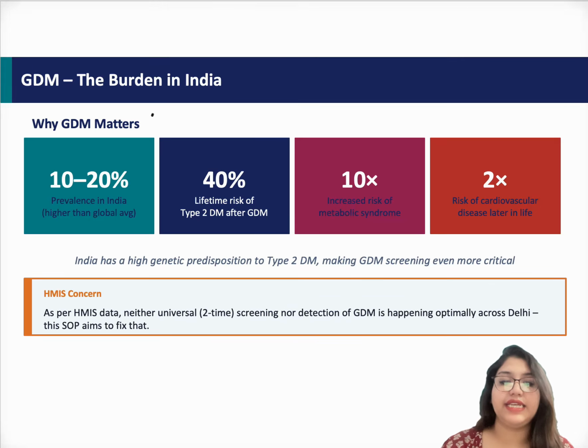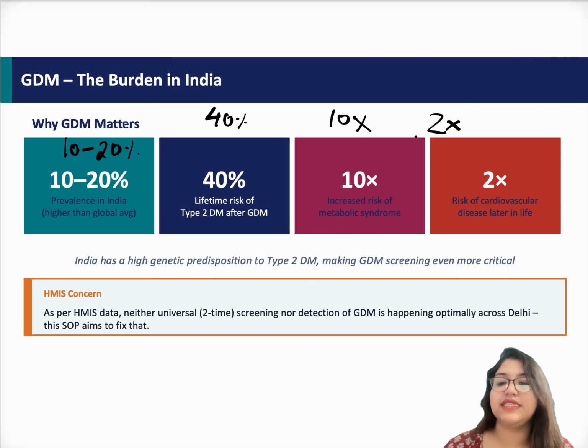So GDM, the burden in India, this is important. Why does GDM matter? There is a 10 to 20% prevalence of GDM in India, which is higher than the global average. There is a 40% lifetime risk of type 2 DM after GDM. There's a 10% increased risk of metabolic syndrome and 2% increased risk of cardiovascular diseases later in life. India has a very high genetic predisposition to type 2 DM, making GDM screening even more critical. As per HMIS data, neither universal two-time screening nor detection of GDM is happening optimally across Delhi. Hence this SOP was released, because it aims to fix that.